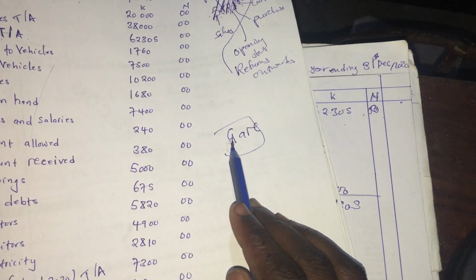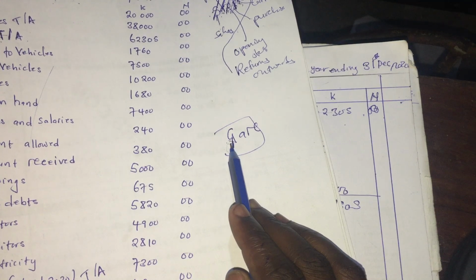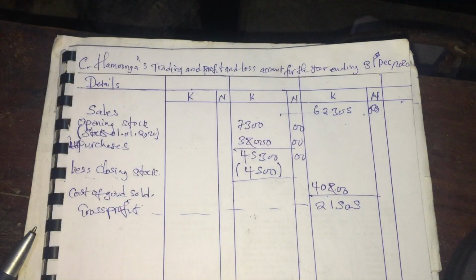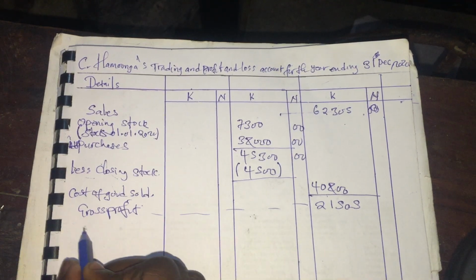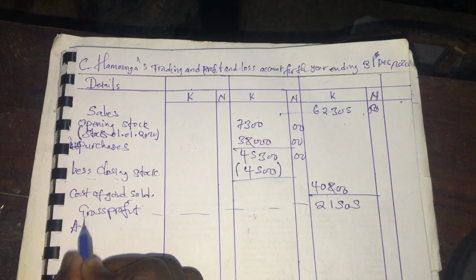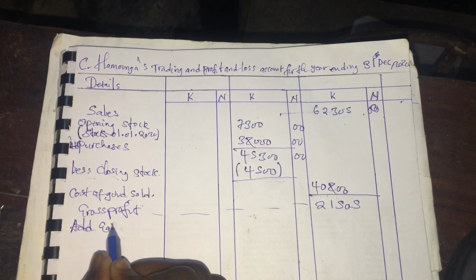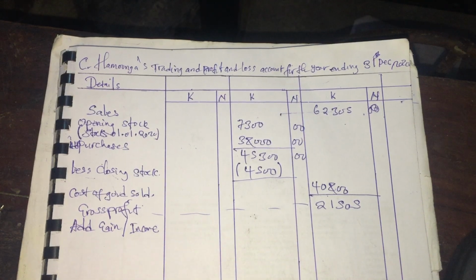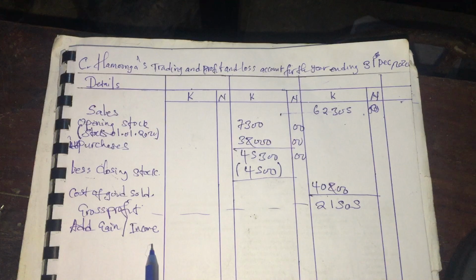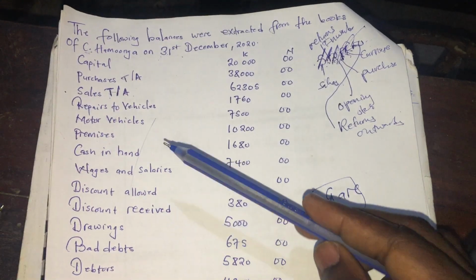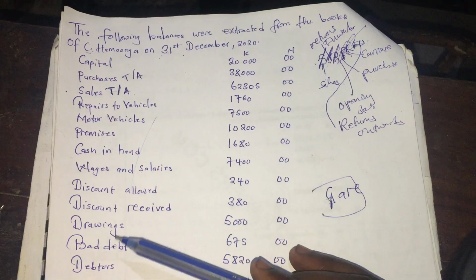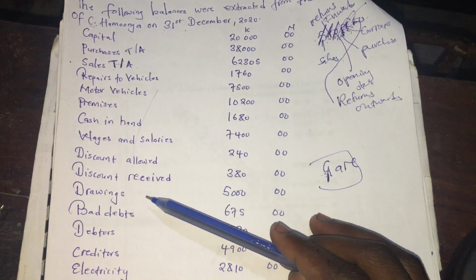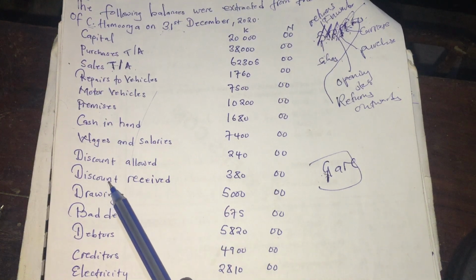write the what? Gains. All right, so add gains or income. G stands for gains. So here you can just write add gains slash income. Add gains slash income simply means you will start looking for items which were received. So anything that deals with what? Received.